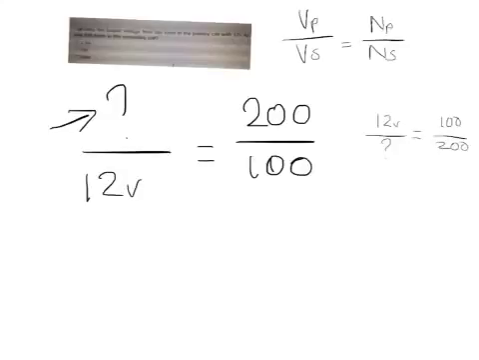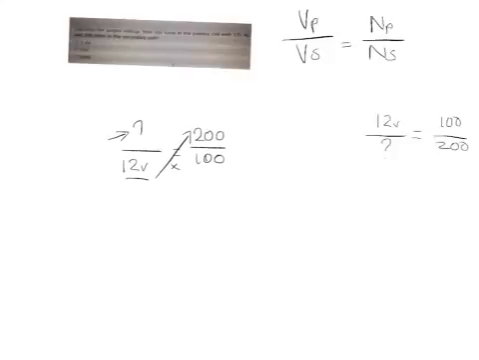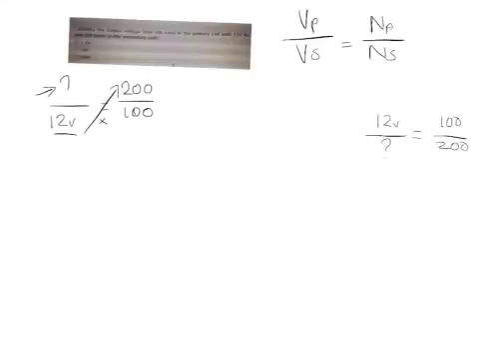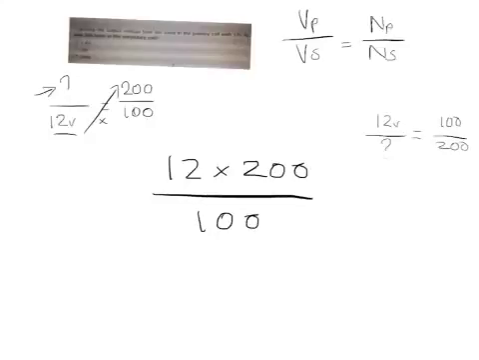To find out the answer to this question now, we have to use the numbers that we have. The 12 volts that we have here, we need to times by the 200, and that will help us work out what our question mark is. If we make that a little bit smaller and put it to the side, up there, we can rewrite the formula as 12 times 200, and then we divide that whole number by 100.